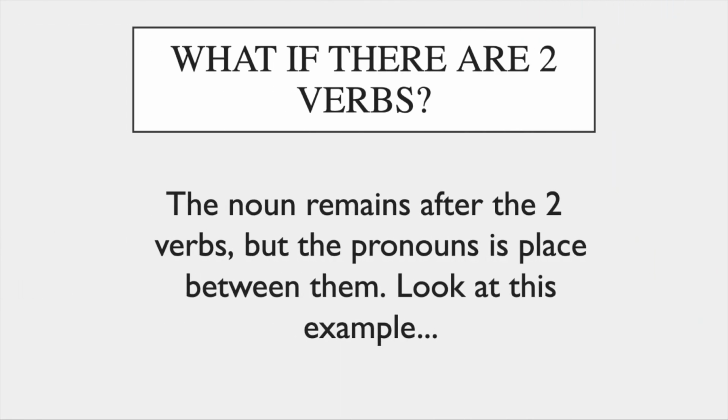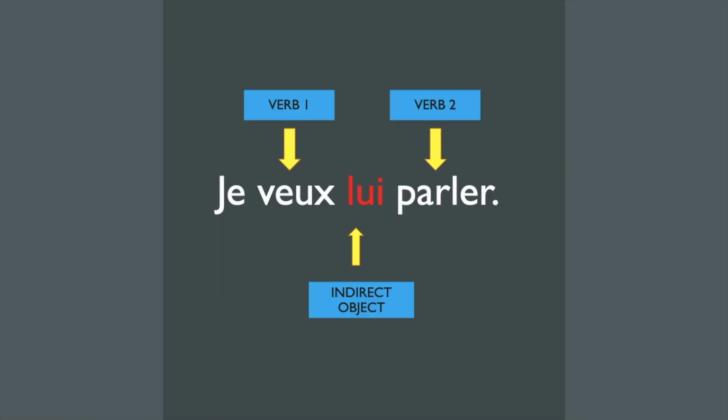What if there are two verbs in the sentence? Well, if there are two verbs in the sentence, the noun will remain after the two verbs, but the pronoun will appear in between. Look at this example. Je veux lui parler. I want to speak to him or to her. To him or to her appears after the two verbs in English, but in French, lui appears in between.